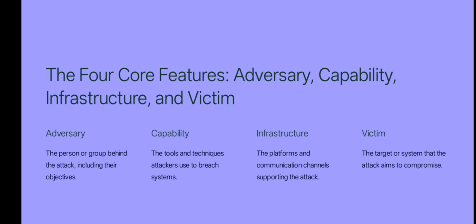6. Interrelationships and analytical pivoting. The Diamond model enables analysts to pivot from one node to others to uncover new intelligence. For example, from adversary to infrastructure, if an adversary is known, analysts can investigate their typical C2 domains.